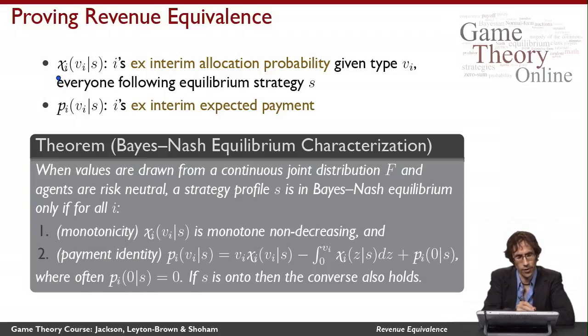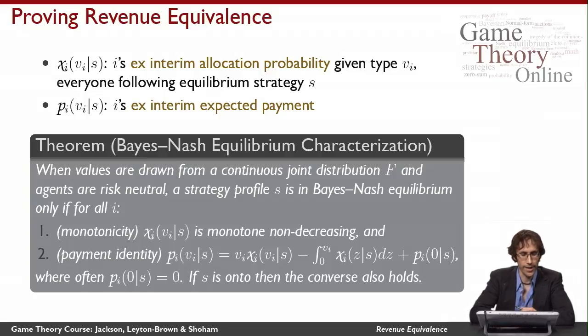Well, I'm now going to have the choice function xi. And what I'm going to mean by that is the choice function from the point of view of agent i, given that everybody else is following the equilibrium strategy profile S for some Bayes-Nash equilibrium, and that agent i has type vi. So what this xi is going to give us is the probability that an agent i with type vi is going to be allocated the good, given that everybody follows the equilibrium strategy S, including i.